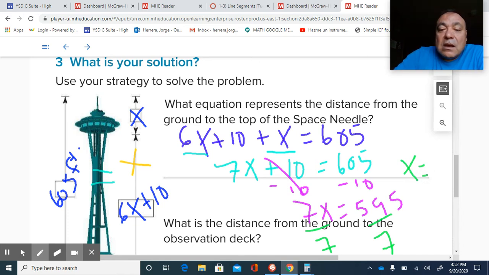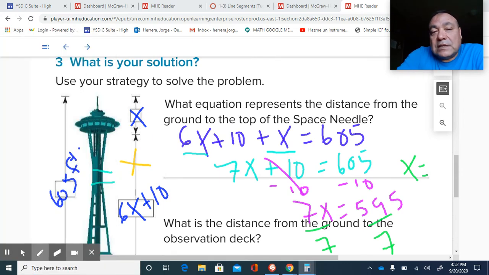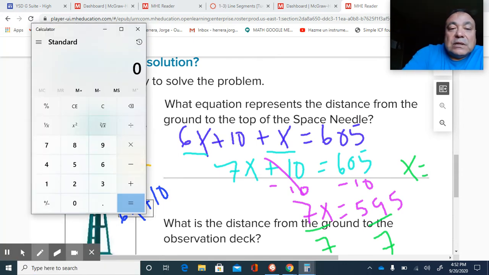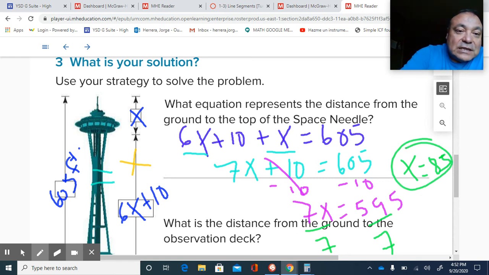Always try, if you have a calculator handy, guys, and your computer does for the most part, just go and say, well, I got 595, and I'm going to divide that by 7. How much would that be? Oh my gosh, it's 85. So I found x is 85. This distance right here, guys, is 85 feet.